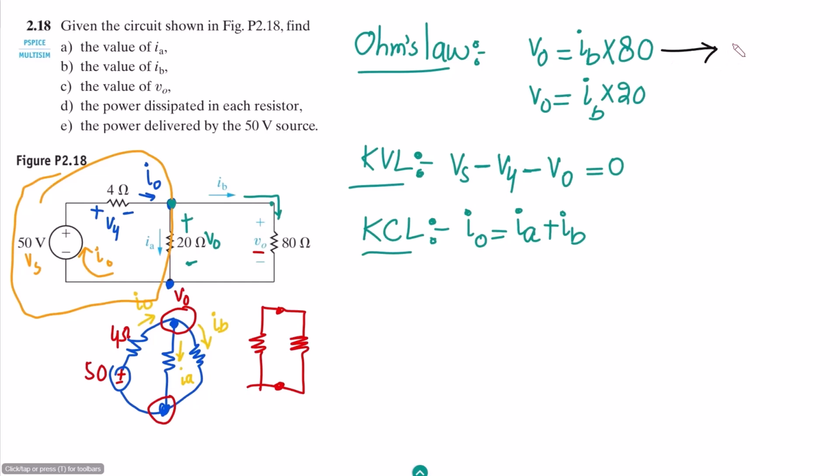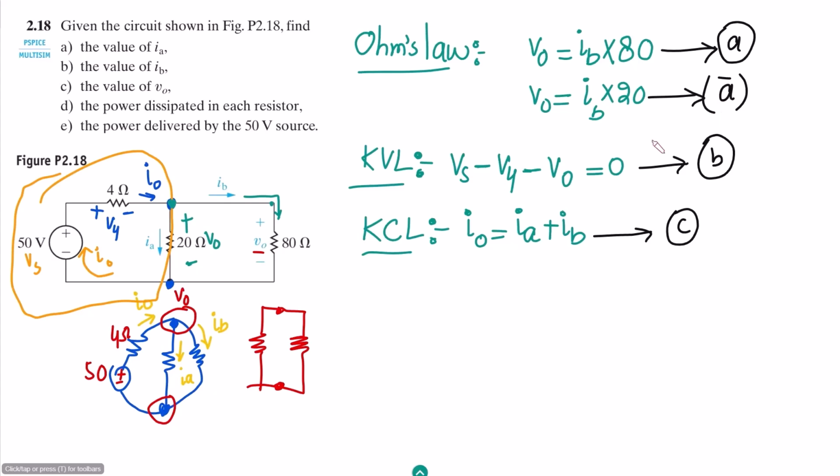We have this equation, let me call it A. This is equation B, and this is C. Or let me also call it equation A prime as well. So now we have these four equations, and on the basis of them, let me calculate the values. Let us compare equation A and A prime. From it we can very clearly see that the left hand sides of both of them are equal. So IA multiplied by 20 is equal to IB multiplied by 80.